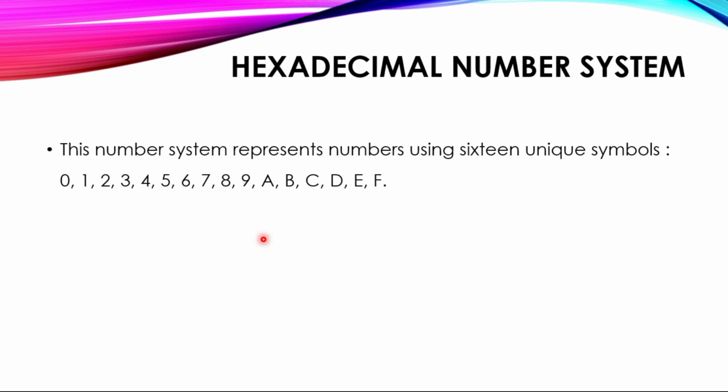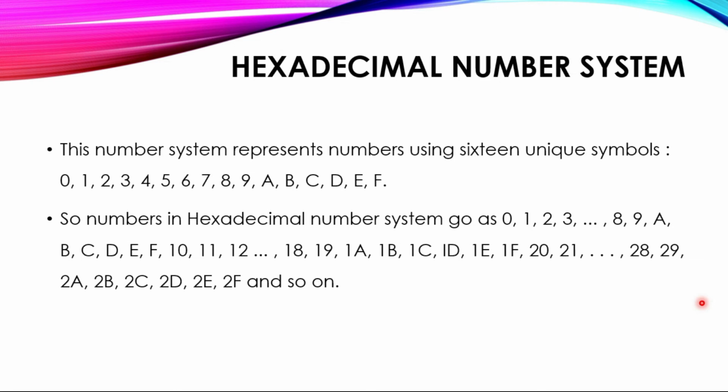Next is the hexadecimal number system. This number system represents numbers with 16 unique symbols, that is the numbers 0 to 9 and the characters A to F. So 0 to 9, and after 9 it will be A to F. After that it will be 10 to 19, then 1A to 1F. After that 20 to 29, then 2A to 2F, and so on. This is how we represent the hexadecimal number system.